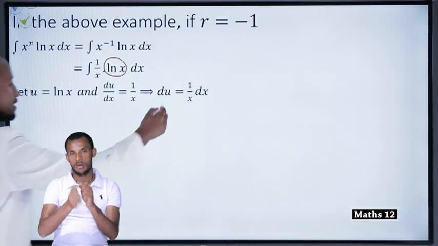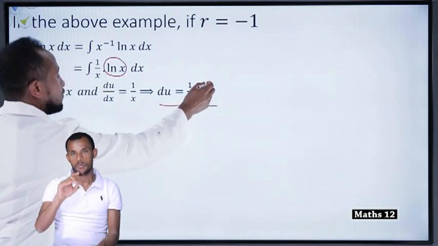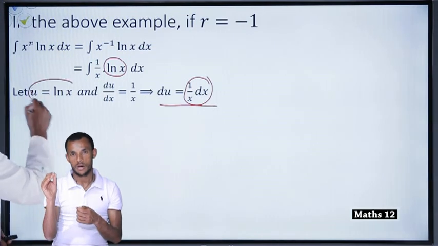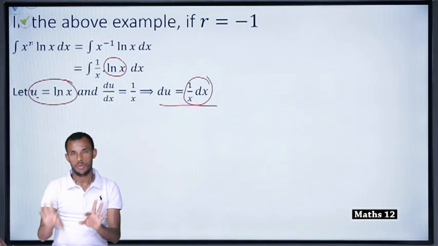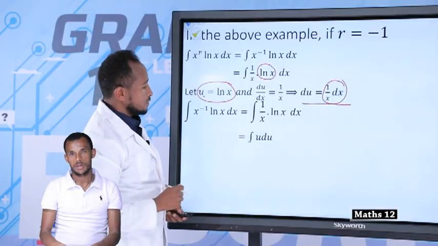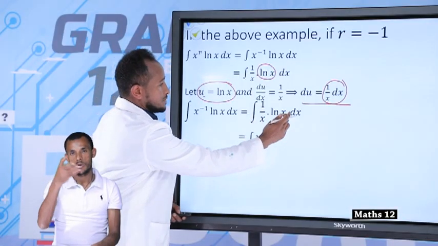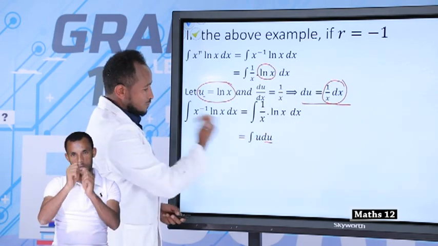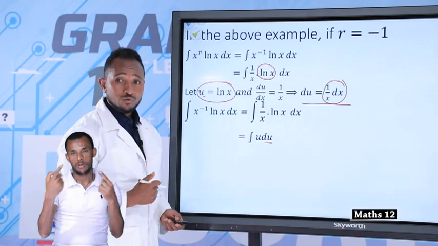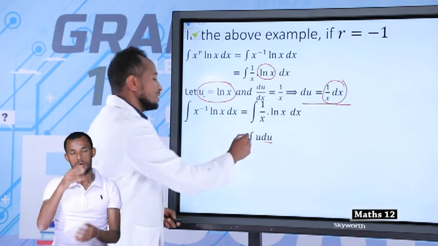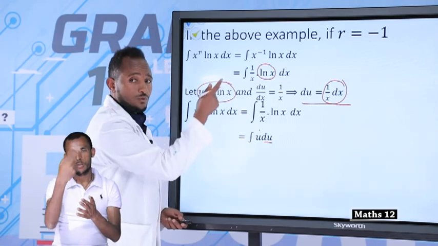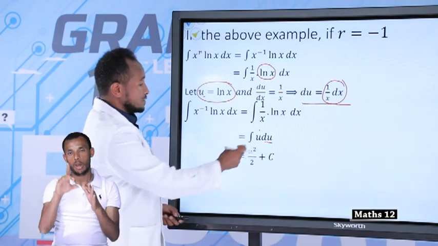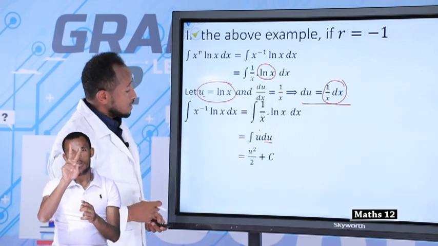So substituting du in place of 1 over x dx and u in place of ln x, you'll have this one. 1 over x times dx is substituted by du, ln x is substituted by u. So this will be simple to integrate. Simply u du is a power function, u to the power of 1. You add 1 to its power and put the power in the denominator. So the answer will be u squared over 2 plus some constant c.